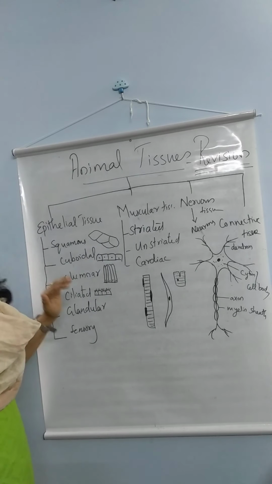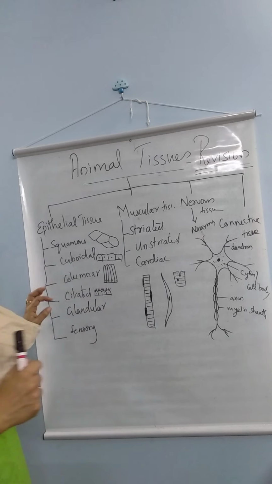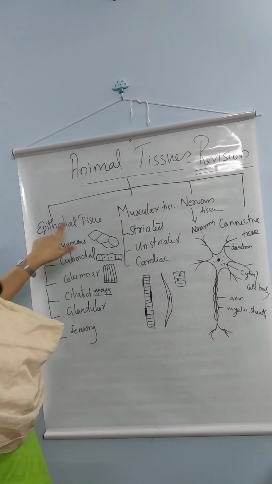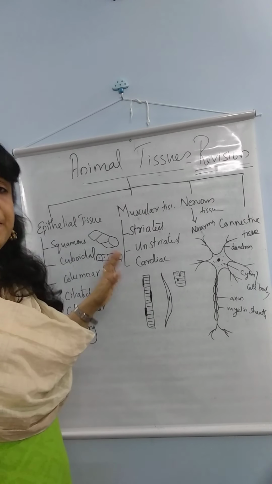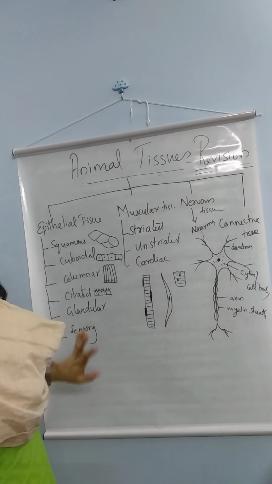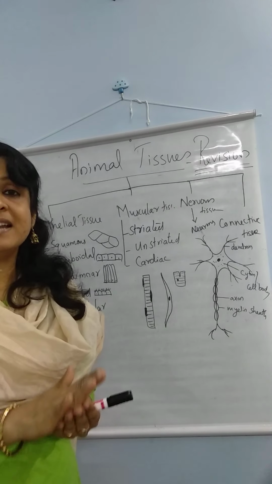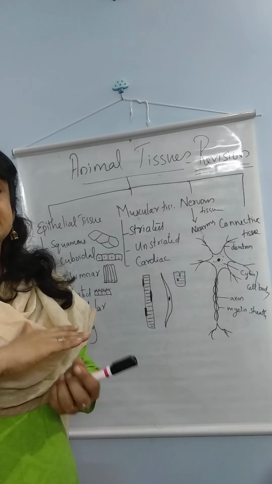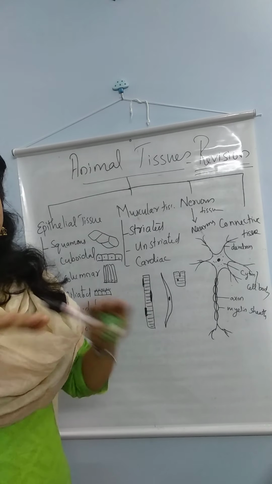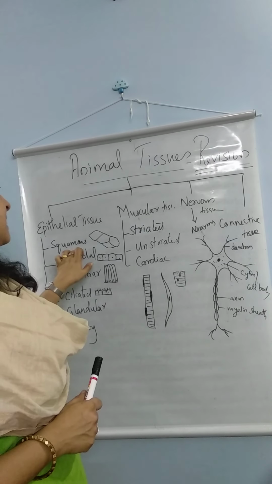Now, epithelial tissue is the simplest of animal tissues. Then, it is of different types based on its shape and its function. There are different types. First one is squamous epithelial cells. They are flat epithelial cells. It's arranged like tiles on the floor, compactly arranged without any space, and that is called squamous epithelial tissue.